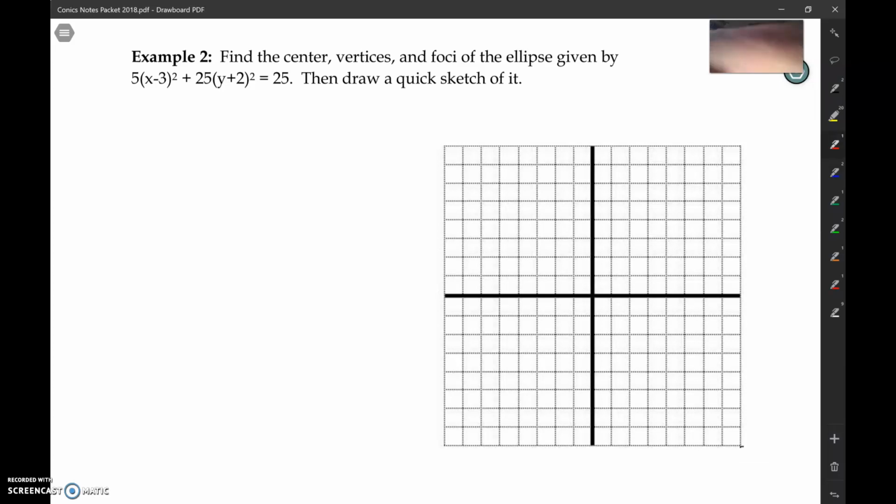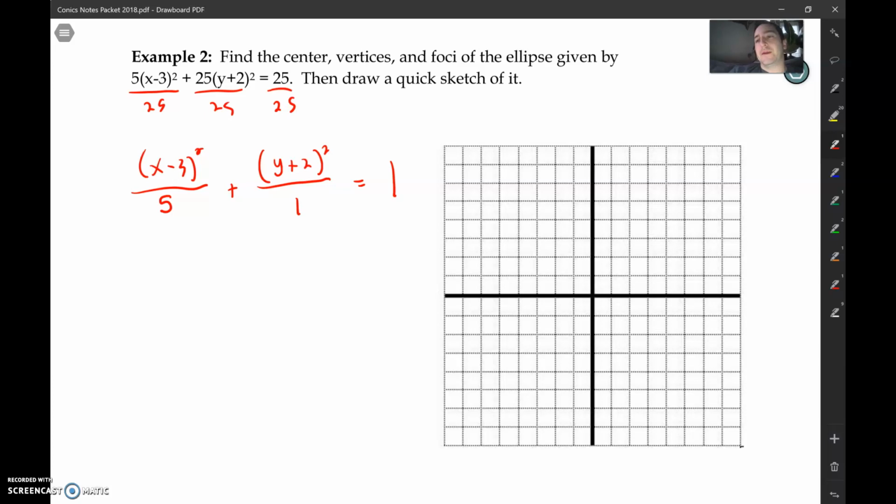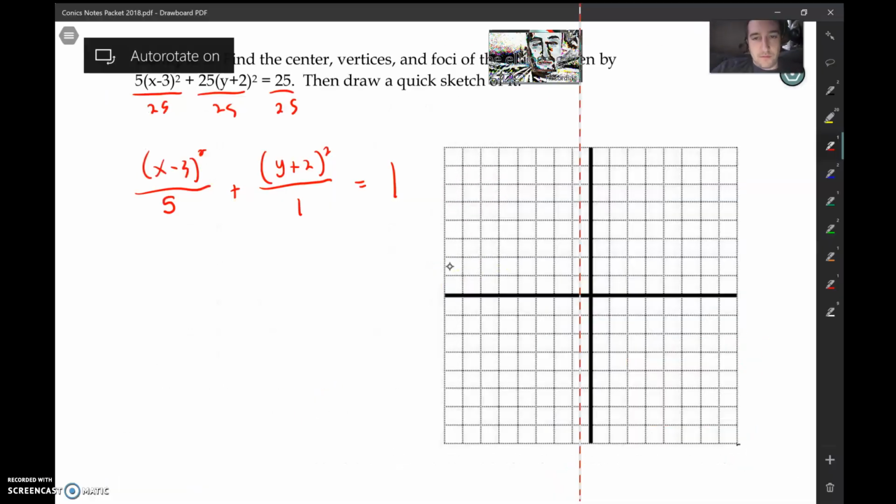Okay, well, we need to divide everything by 25 again. So divide by 25, divide by 25, divide by 25. So our new formula is x minus 3 squared over, what's 5 divided by 25? That's going to be 1/5. And then 25 divided by 25, it's going to be 1. And then 25 divided by 25 is 1. So there's our new formula, right?